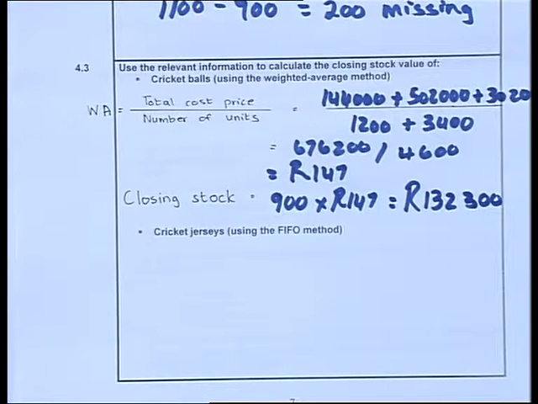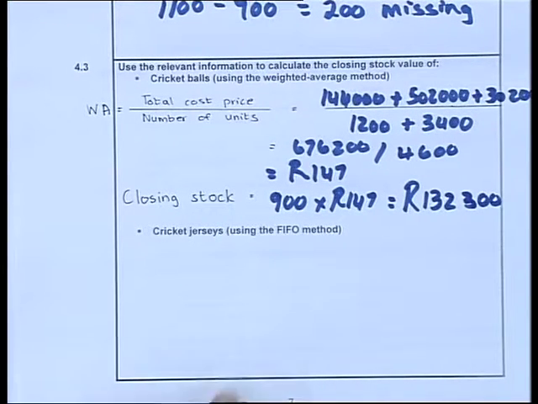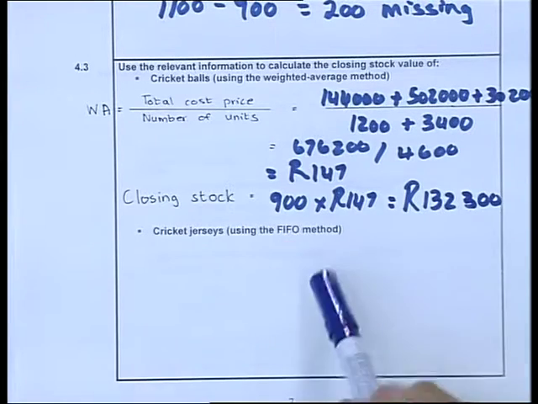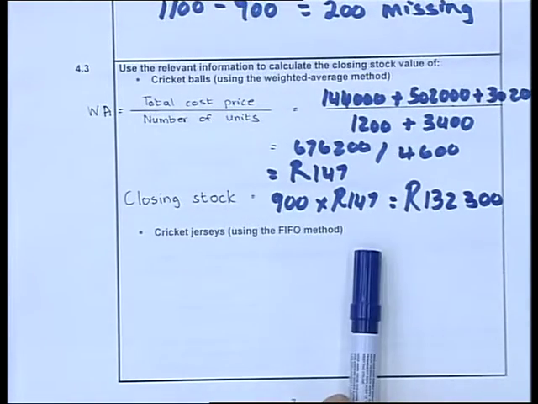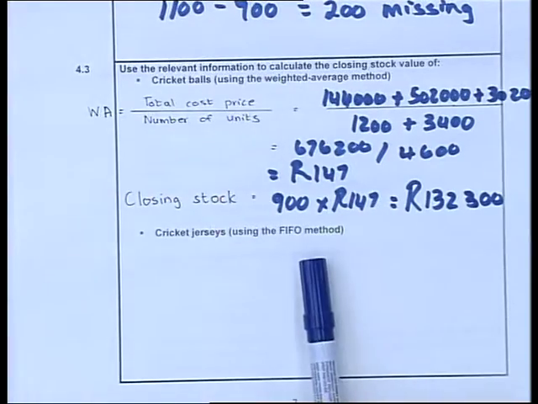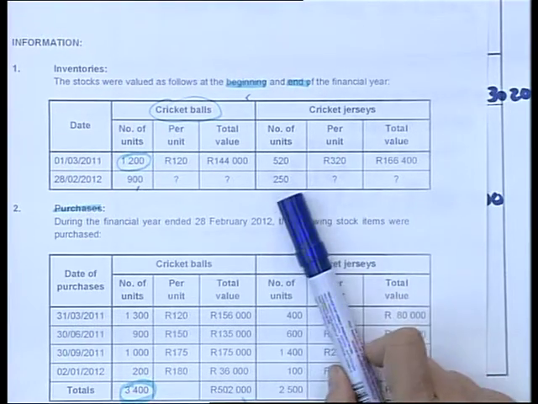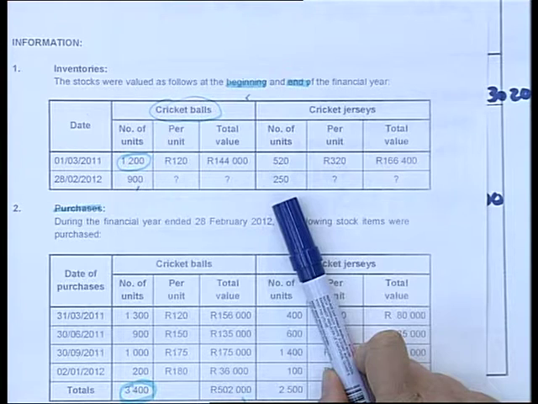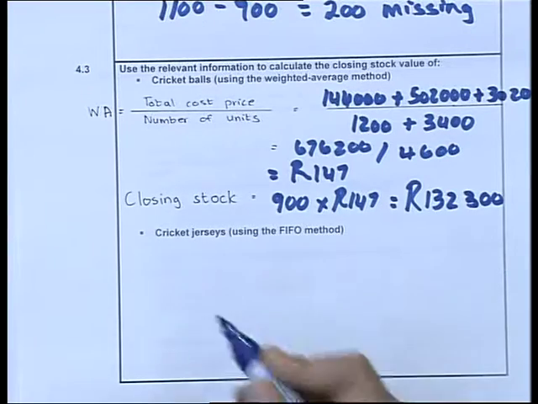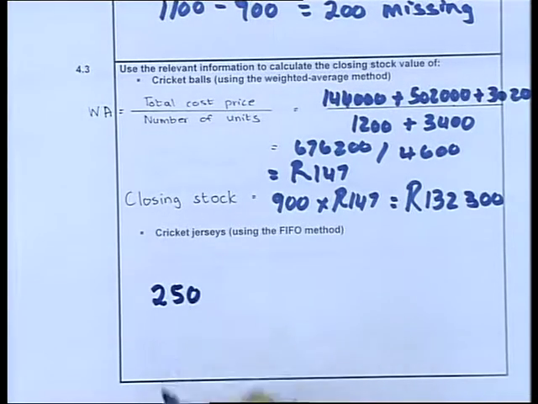number of units. Okay, now let's go to the cricket jerseys, because now we're going to use the first in first out method again. What does first in first out say again? It says the units purchased first will be sold first. So in other words, the closing stock, let's go to the question. There it is. What is the closing stock? Is 250 units in my closing stock. That will be the units that we purchased last. So we're going to say we have 250 units in our closing stock.